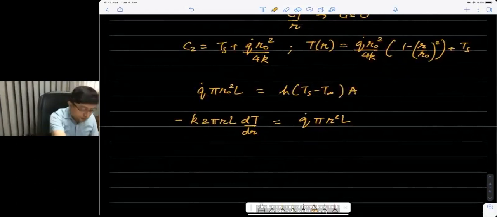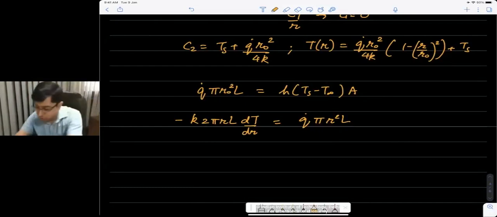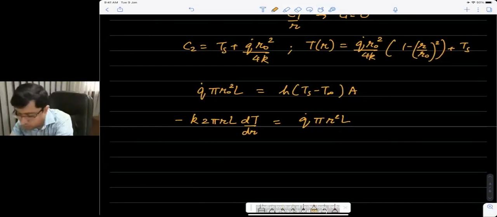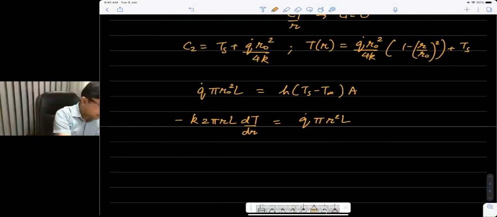So there are different ways of solving these kinds of problems. What you want to choose is up to you, up to your liking or your comfort level. I don't want to dictate that you choose this method. Both have their own merits and demerits.